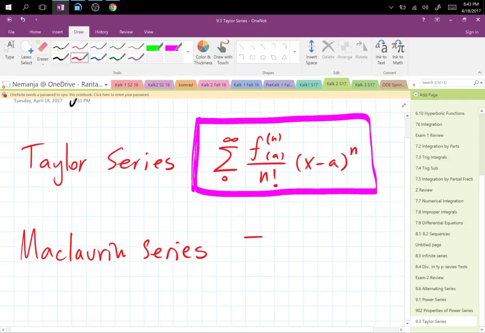Maclaurin series, who mentioned this last class? Anyone? Maclaurin series is the Taylor series centered at 0, so it's just a special case. So this is just x to the n. There's no minus a. That a is actually 0. So all of the derivatives are computed at 0, and then x minus a is x, so it's just x to the n. So this is a Maclaurin series. But obviously Taylor is the general case, right? So for anything.